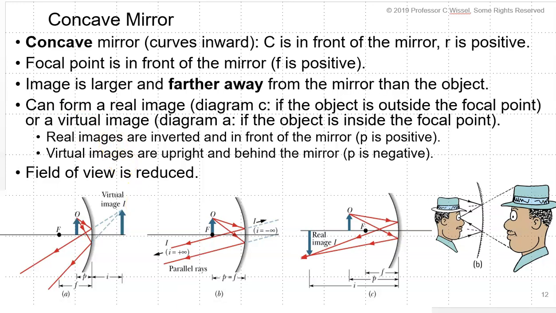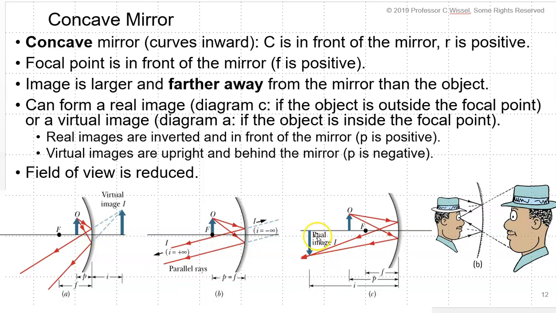The real image here is C here, and this is when the object is further away from the mirror than the focal point. So it's outside the focal point. It can also form a virtual image, which is here. This happens when you have the object inside the focal length of the mirror. So in other words, it's closer to the mirror surface than the focal point is.